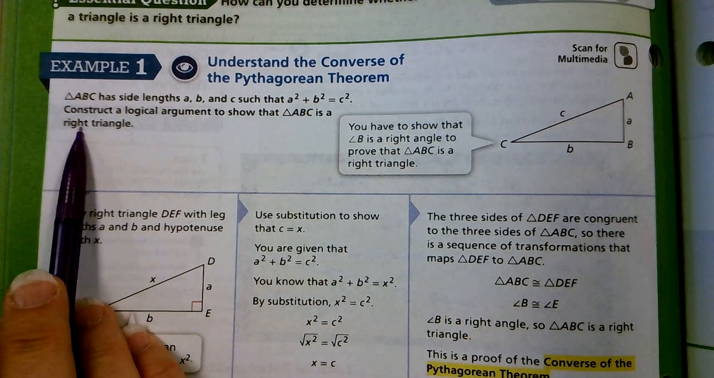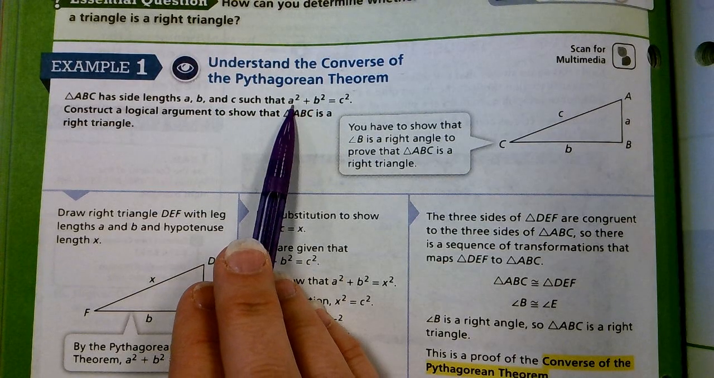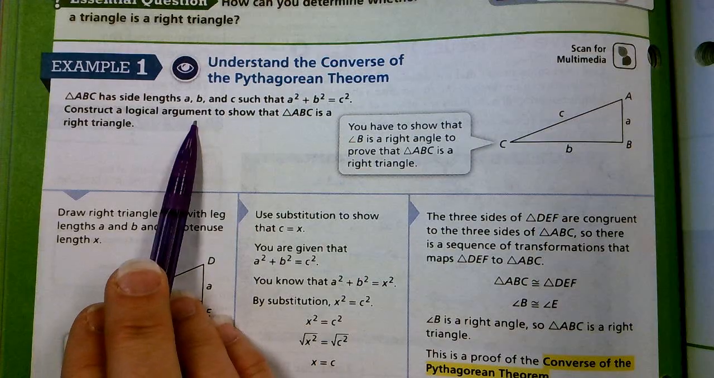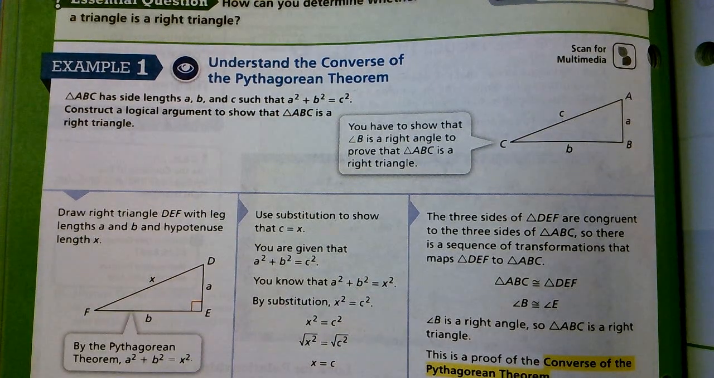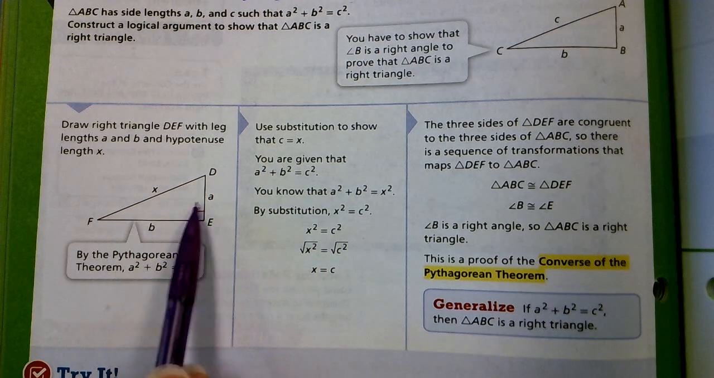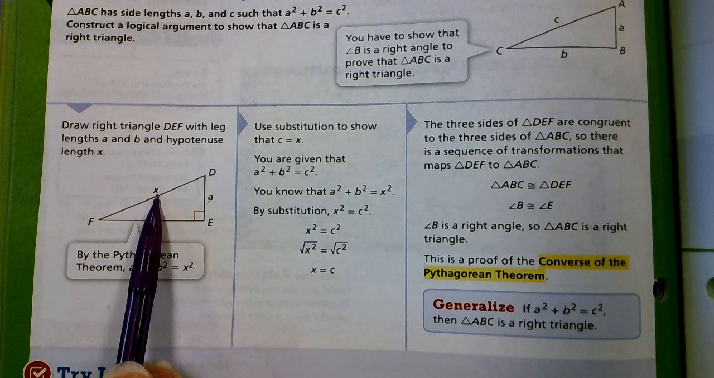If you take a look at example 1, what it's telling you is something you already know, that a squared plus b squared equals c squared. You're going to construct a logical argument to show that ABC is a right triangle. In order to do that, you have to show that a squared plus b squared in fact does equal c squared.